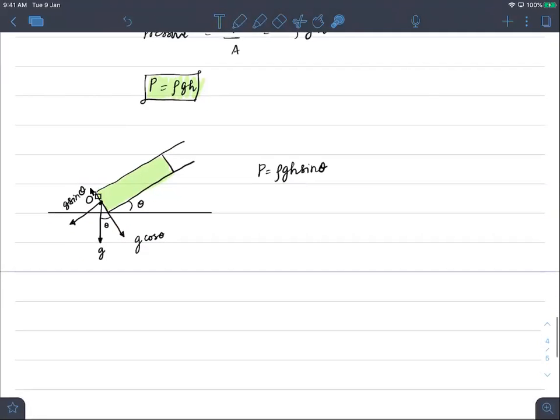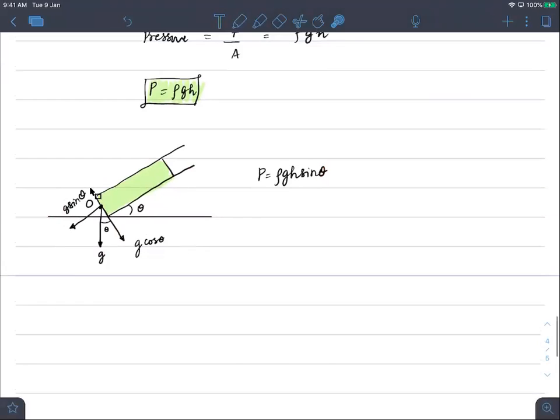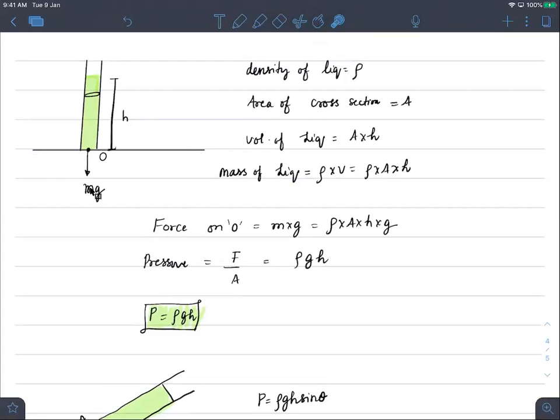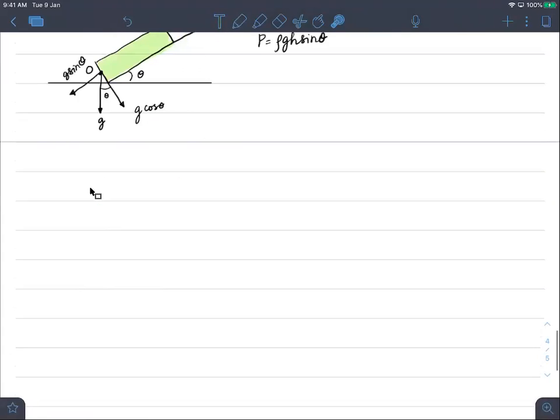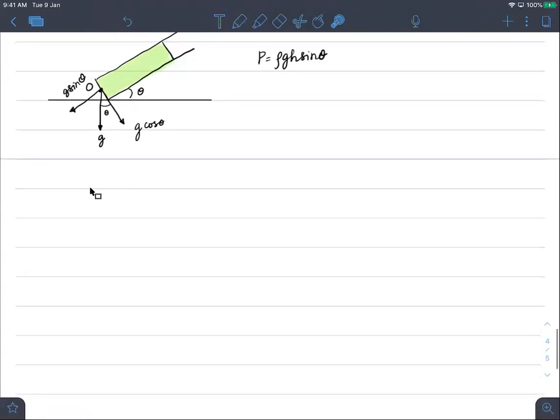Okay, so in generic, when you're writing, this will be the formula for pressure of a column. If theta becomes 90 degrees, then this is the case. So that will become sine theta, sine 90 is 1. So P will become rho g h. Okay, boys. Next.